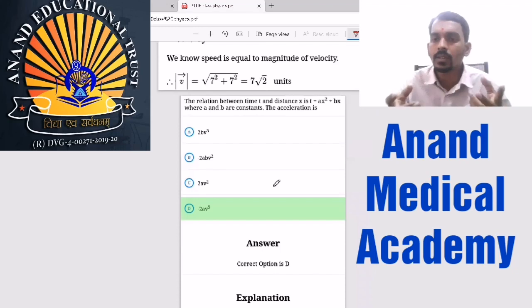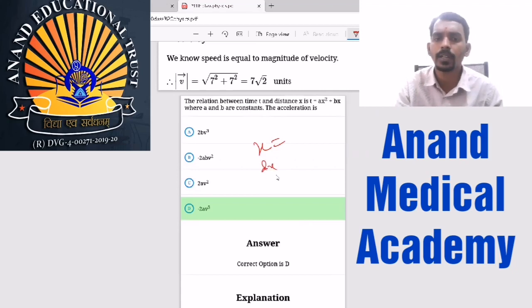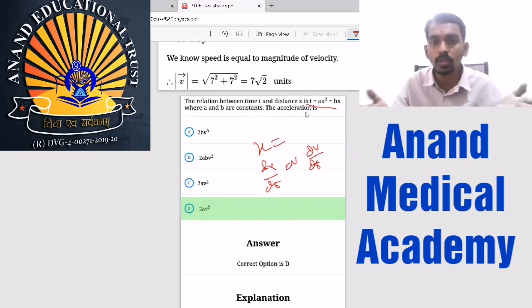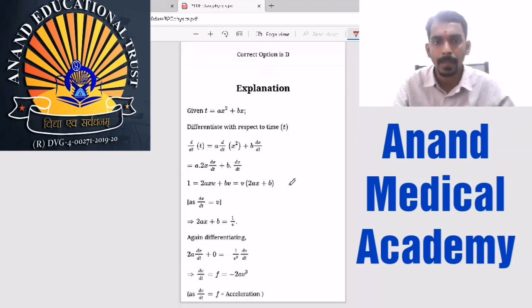So if they give a direct equation of displacement, like displacement equal to something, then if you differentiate this, dx by dt is velocity, and if you differentiate velocity, that is acceleration. But here it is not the equation for x. Then you have to think that you apply d by dt on both sides, then you can solve such questions. This is also one of the important model questions.